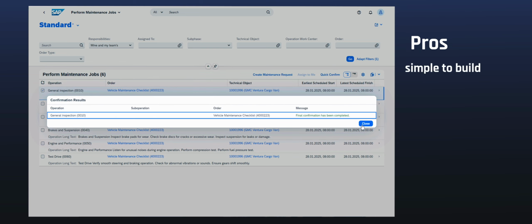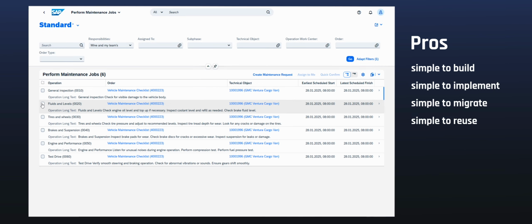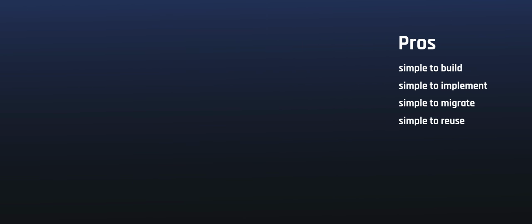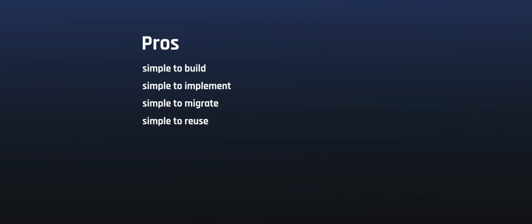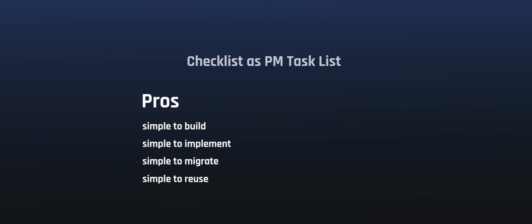Pros of this approach? Simple to build, to implement, to migrate, and to reuse. Why? We use general task lists so it can be created once and used for other objects, equipment, functional locations, etc. What about the cons? It's not a real checklist actually. By doing confirmations, we only say that we did the work. But what if, for example, we notice some damage on the car? We need to be able to document it in the system.